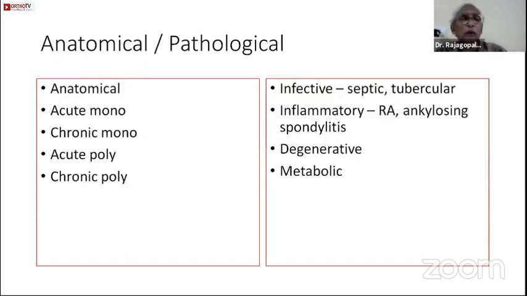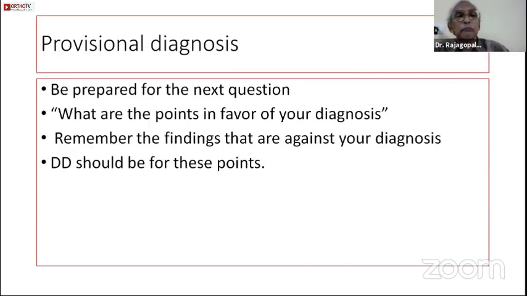And when you give a diagnosis, at least in some centers, they expect you to give an anatomical diagnosis and a pathological diagnosis. Take a scenario where you have, say, a chronic arthritis, a single knee joint involvement, chronic duration. Your anatomical diagnosis is chronic monoarthritis, your pathological diagnosis may be tuberculosis. Or if it is a chronic polyarthritis, it may be an inflammatory lesion, you may say rheumatoid or ankylosing spondylitis. So you can put it like that whenever possible.